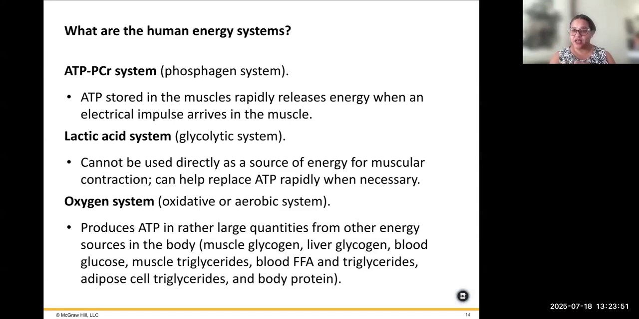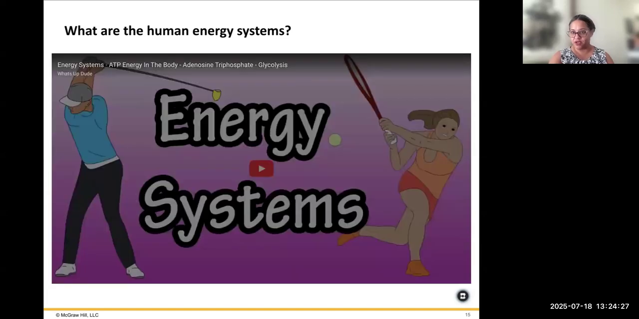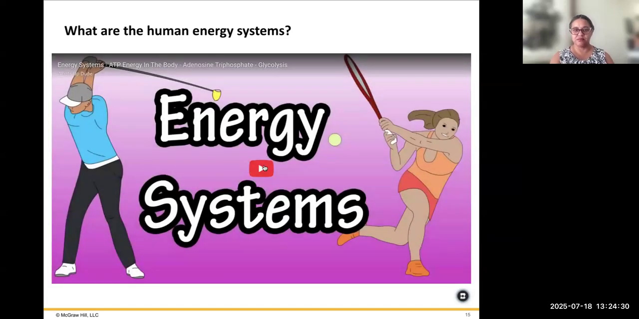Lactic acid system does not use oxygen. It's called an anaerobic system because no oxygen is used. It cannot be used directly as a source of energy for muscular contraction, but it can help replace ATP rapidly when necessary. And then the system that does use oxygen, the oxidative or aerobic system, produces ATP in rather large quantities from other energy sources in the body: muscle glycogen, liver glycogen, blood glucose, muscle triglycerides, blood FFA for free fatty acids, and triglycerides, adipose cell triglycerides, and body protein. So I'm going to show a video that explains a little more about that better than I could.